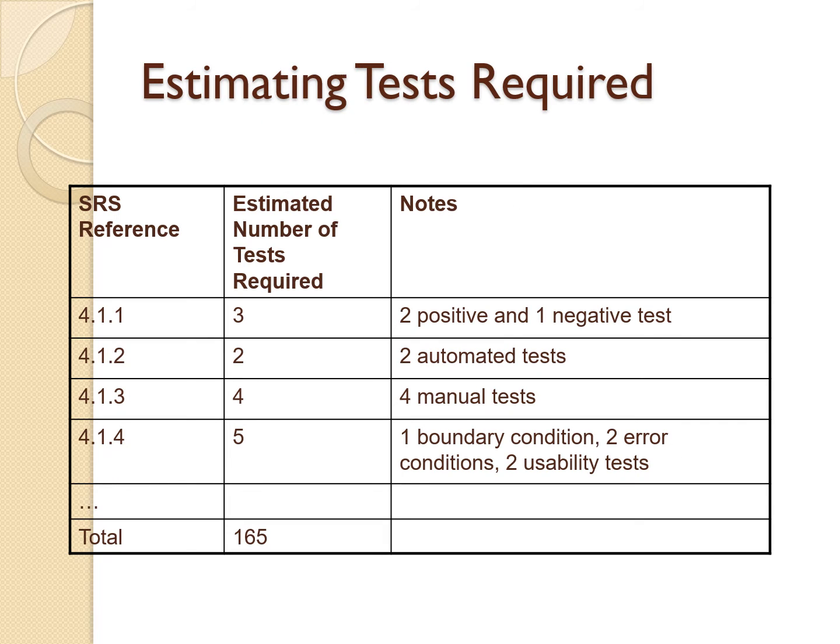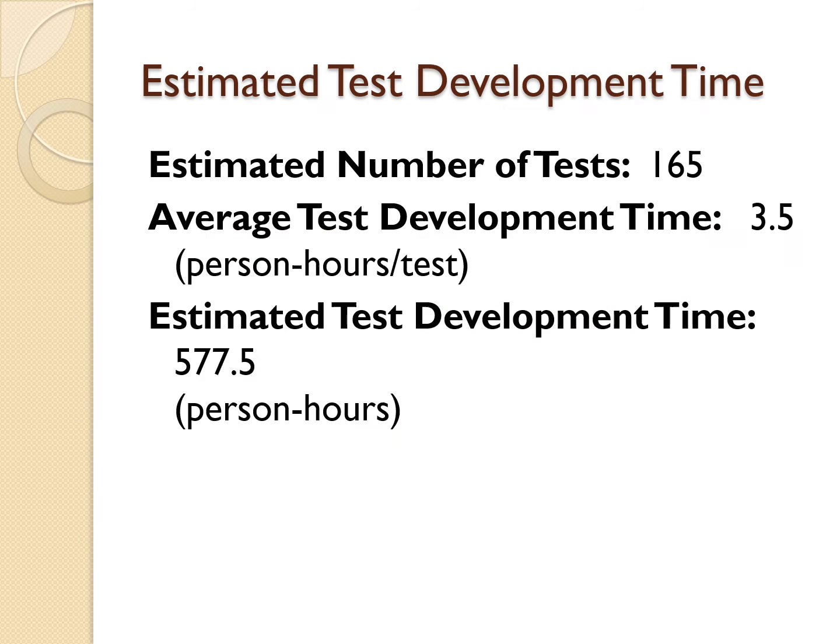Estimating the tests required: for SRS reference 4.1.1, the estimated number of tests required is 3, 2 positive and 1 negative test, with notes if you have them. For SRS reference 4.1.2, if you have a number of SRS references, the estimated number of tests required is 2 automated tests, 2 manual tests, 1 one-time test, 1 error test, and then a usability test. That is a total of 165 estimated tests required. This is called the estimation required.